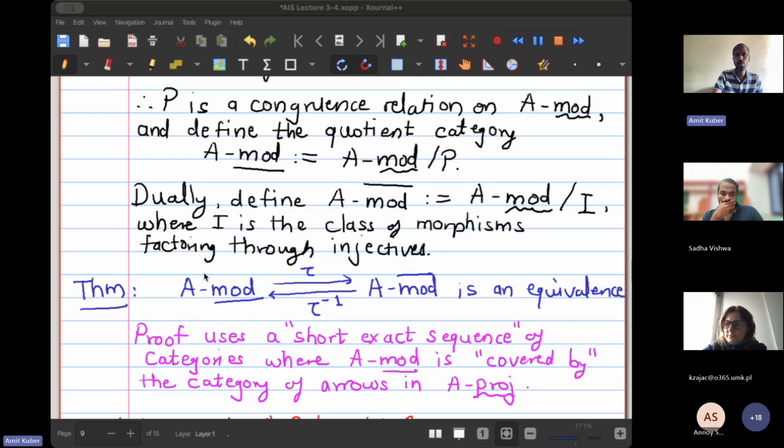So from A lower mod to A upper mod, tau and tau inverse actually give you a perfect equivalence. Whatever was bad, we quotiented that part out. And we are going to return to this part eventually while doing Auslander-Reiten formulas.